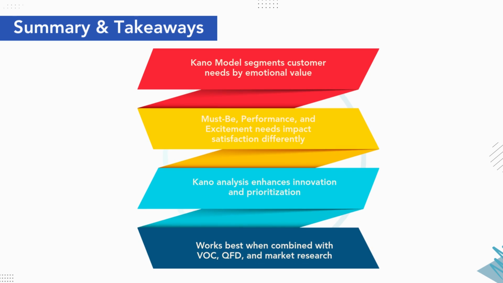Let's wrap up this topic with the key takeaways. 1. Kano Model segments customer needs by emotional value. It doesn't just classify features. It tells us how customers feel about them, whether they're expected, exciting, or somewhere in between.